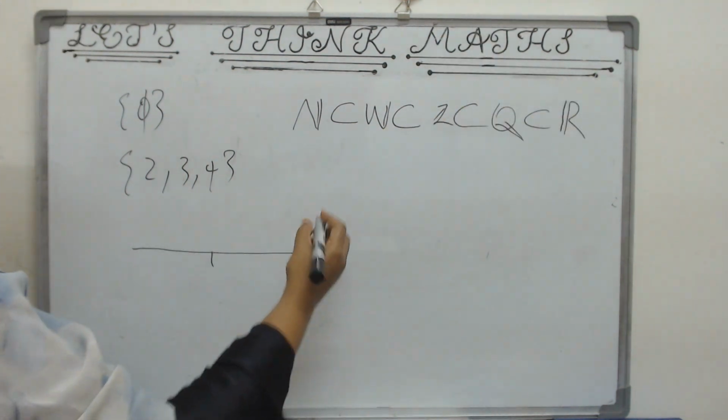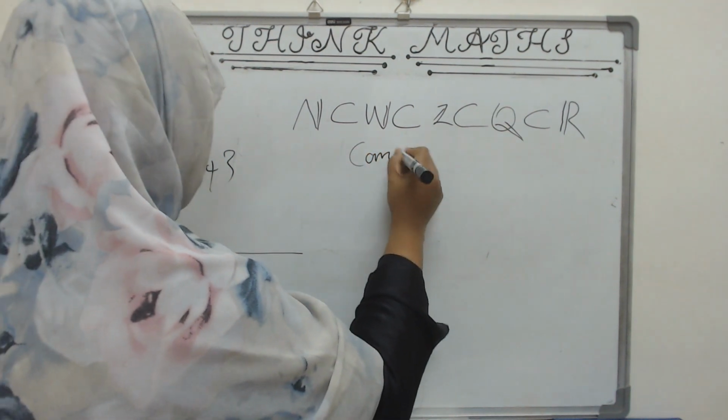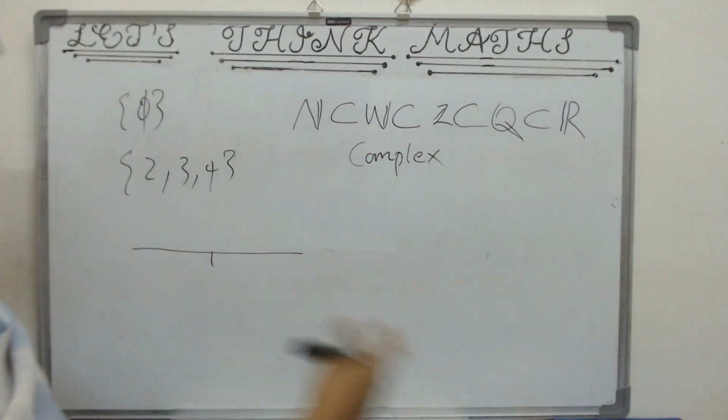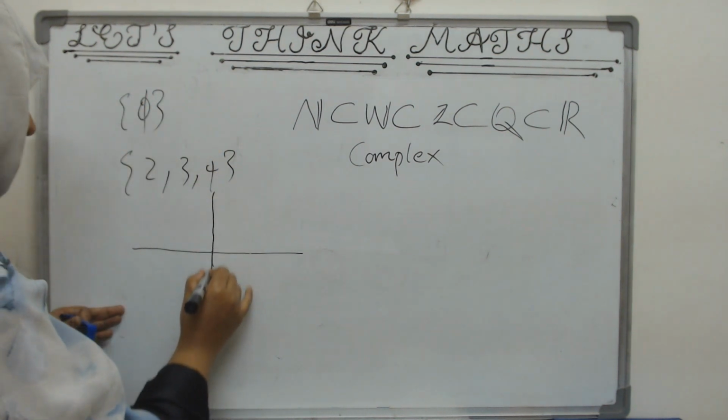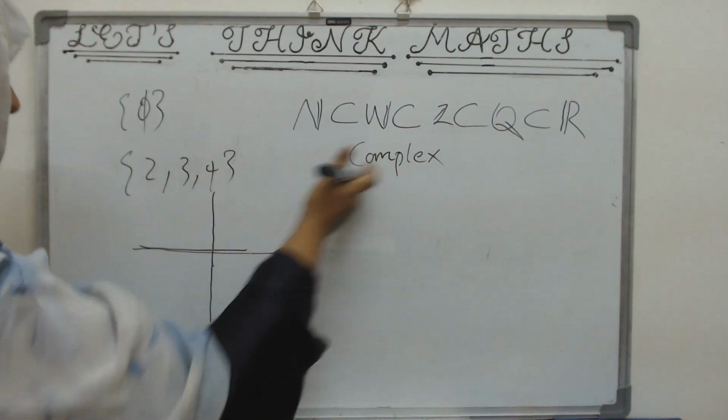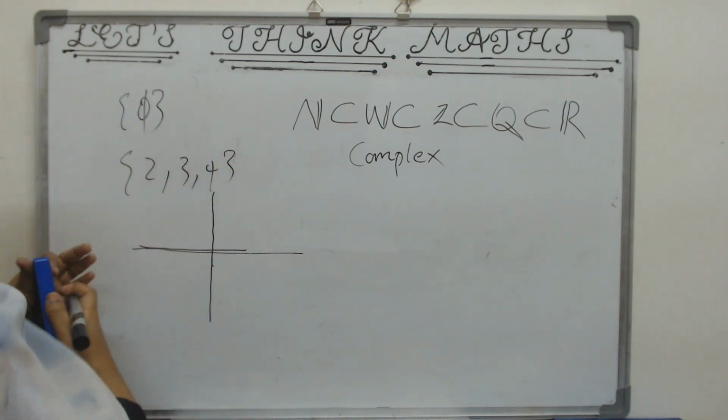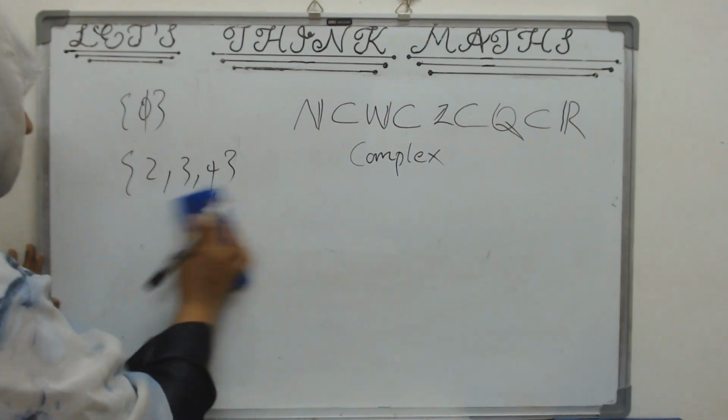There is one more which is known as the set of complex numbers. I am not going to go into detail because for that you need a 2-dimensional figure. You need 2 lines like this. To represent complex numbers, you need 2 dimensions. That is why I did not go into detail about that.